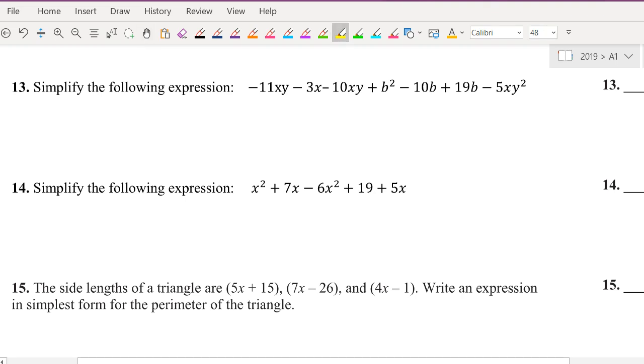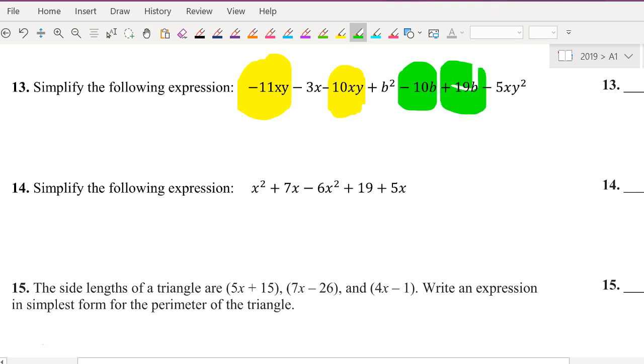Okay, so now we're looking for like terms here. XY: is there any other XY here? Negative 10, yes. So we're going to combine those. Is there another X by itself? No. Is there another B squared? No. But there is a negative 10B and a positive 19B, so we're going to add those together.